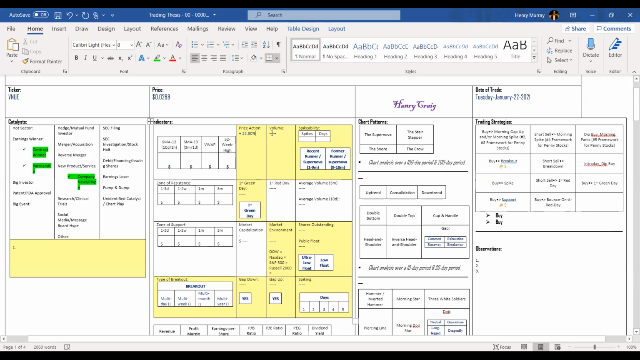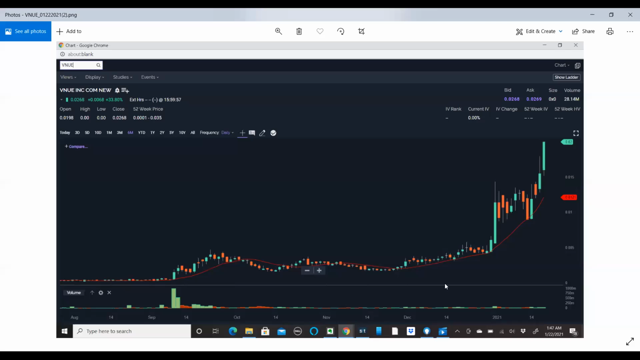All right, what was the volume traded on the day? Let's go back and take a quick look at that. 28.14 million.